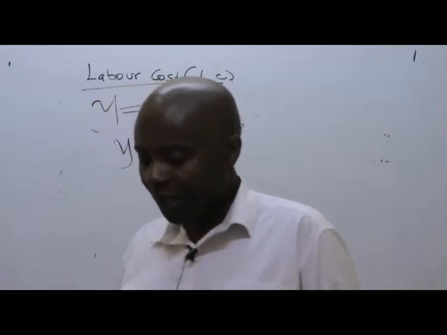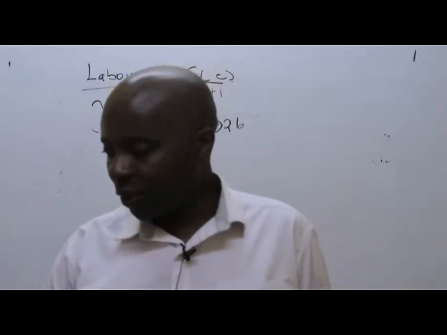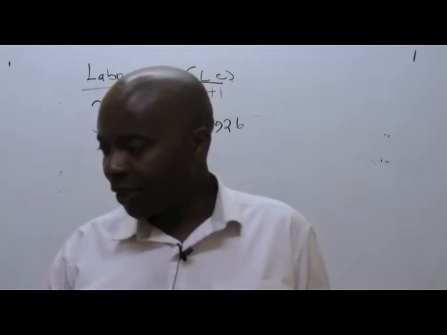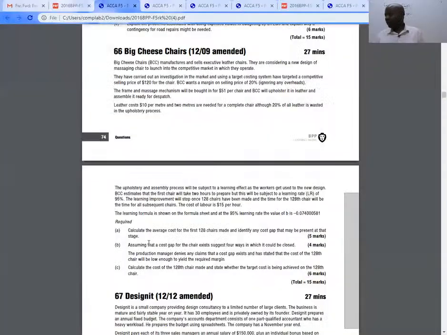Great. Now, please read the question. What do they want us to do in part 1? They want us to calculate the average cost for the first 128 chairs. So give me the labor cost of the first 128 chairs. Y for the first 128 will be 30, where 128 is the quantity, raised to 0.926. So we say 30 times 128 raised to that parameter.